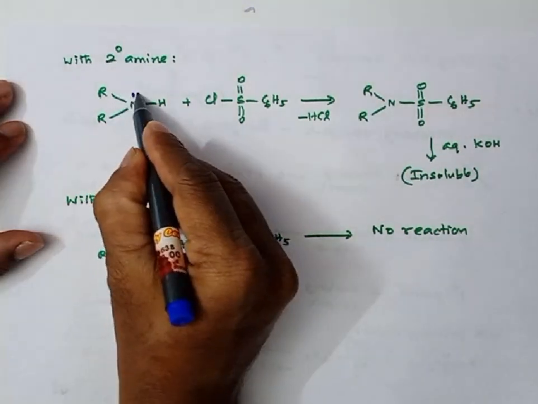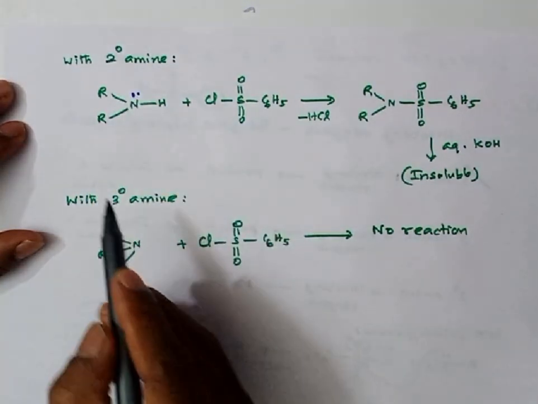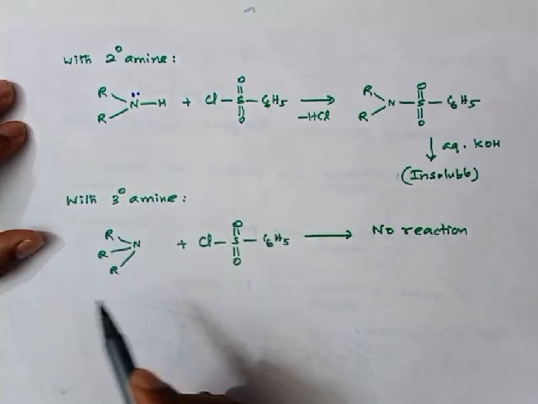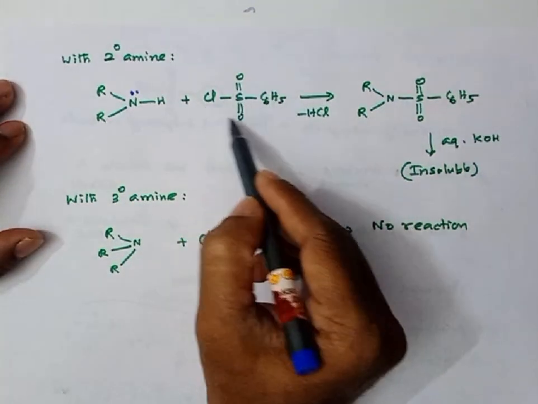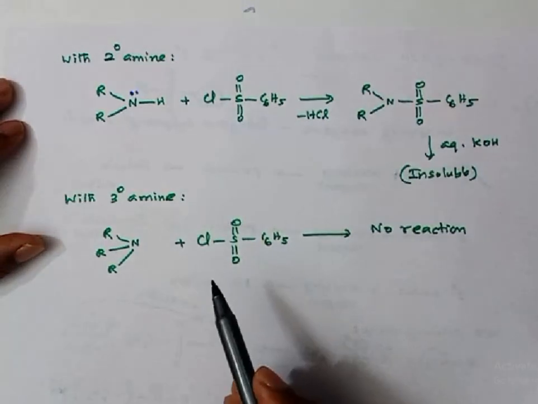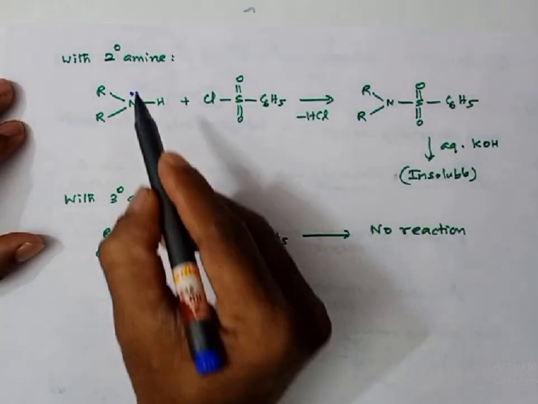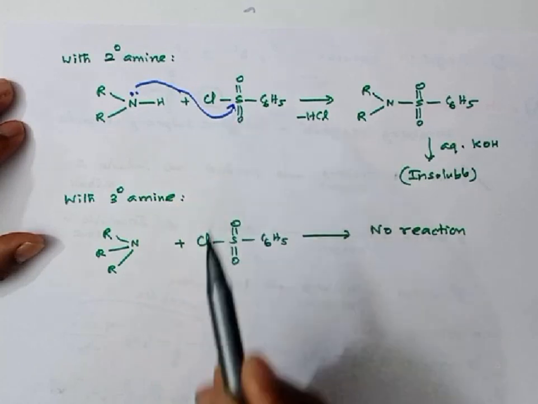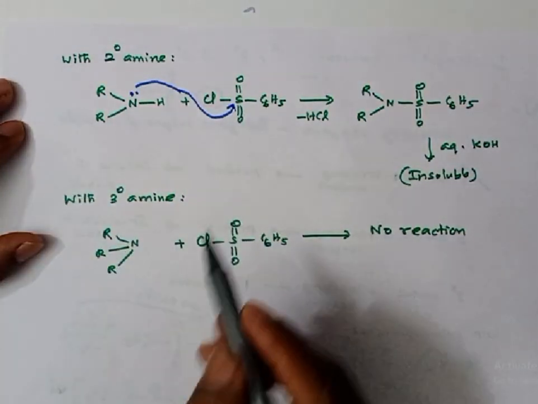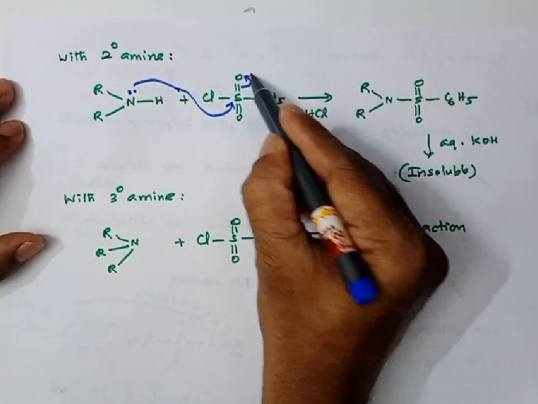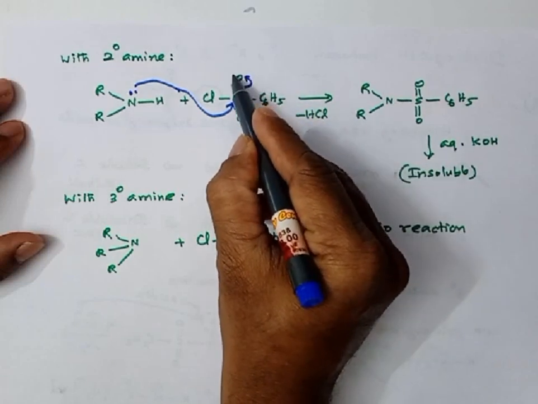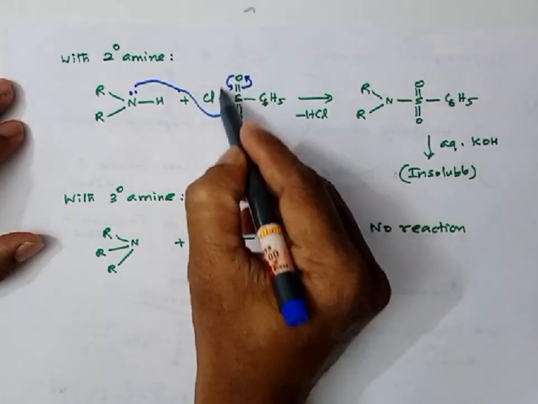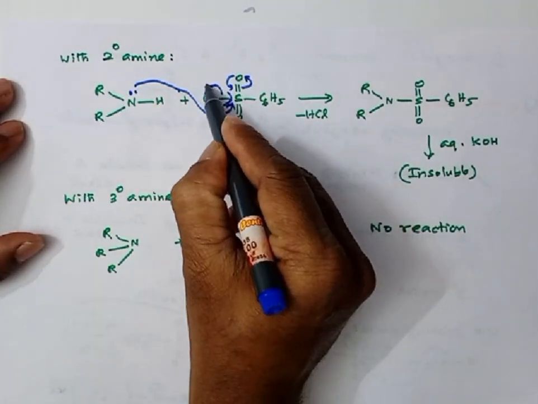Then second point, what about the secondary amine? Here I took a secondary amine, two R groups directly connected to nitrogen, and the nitrogen has only one hydrogen. To this I am adding benzene sulfonyl chloride, Hinsberg reagent. What will happen? The lone pair on nitrogen attacks the sulfur, as I said before. The pi bond shifts to oxygen first, you get a negative charge, and that negative charge comes back, giving the double bond again. When it comes back, chlorine comes out as Cl minus.